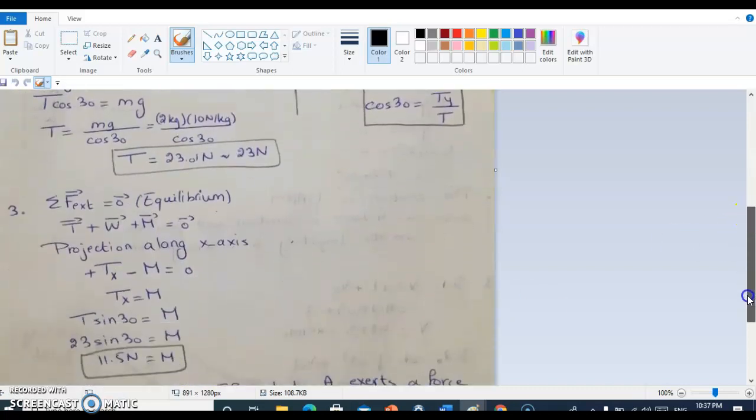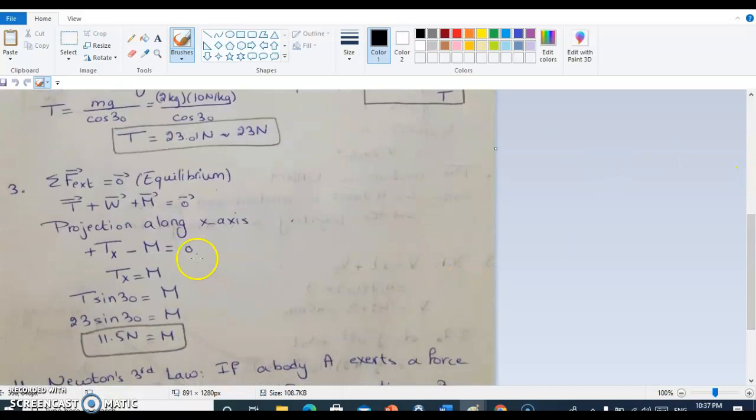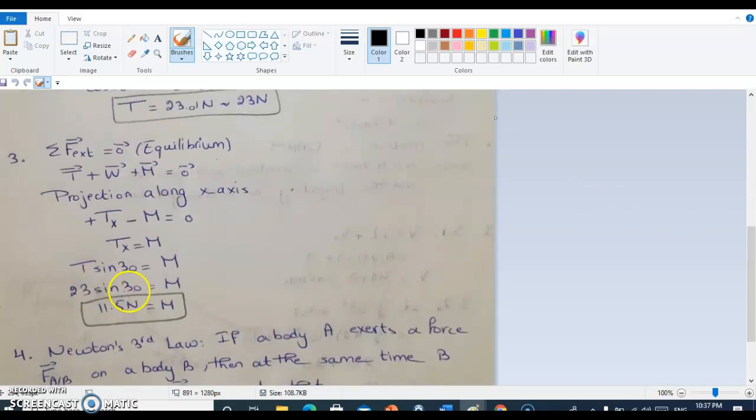Then you are asked to find the magnetic force, again using the equilibrium condition. Now projecting along the x-axis, you have Tx in the positive sense, as you can see, and M in the negative sense. So that's why we write Tx minus M equals 0, so Tx equals M. Tx is T sine 30, we found the relation already here. Now we have T, we have sine 30, so M is 11.5 newtons.